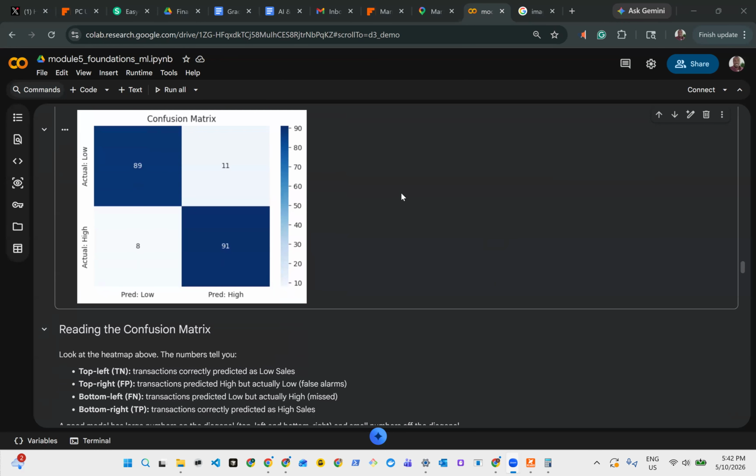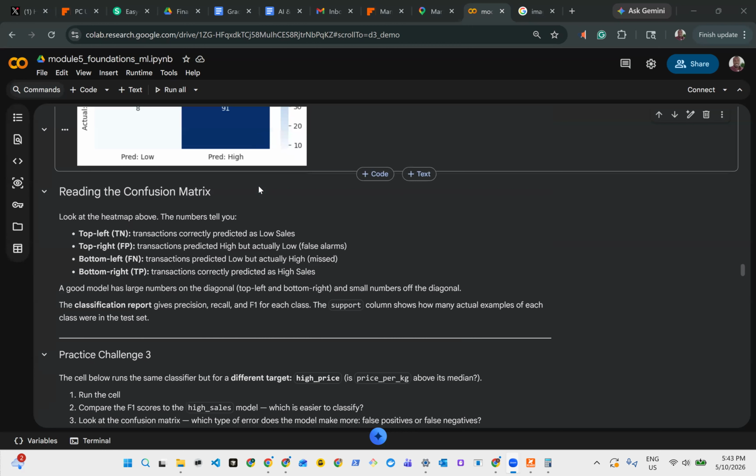So here's a confusion matrix that we have from the table. Here we have the predicted value is low, but actually in reality the actual value is high. Here we have the predicted value to be high and the actual value is high. Here we have the predicted value to be low and the actual value is low. Here we have the predicted value to be high and the actual value is low. So this is an introduction to the confusion matrix.